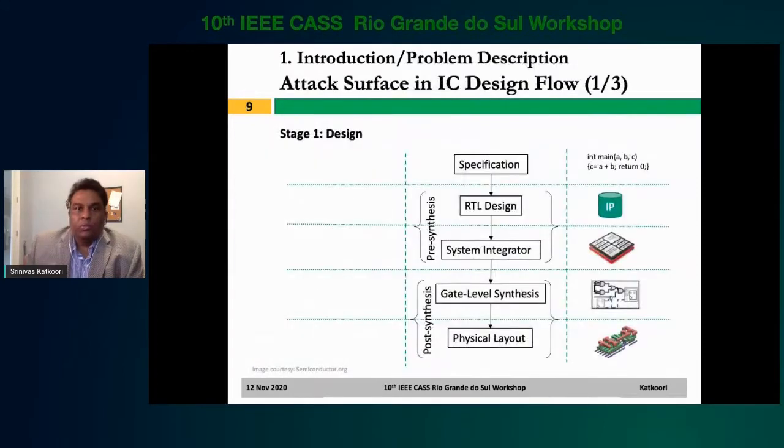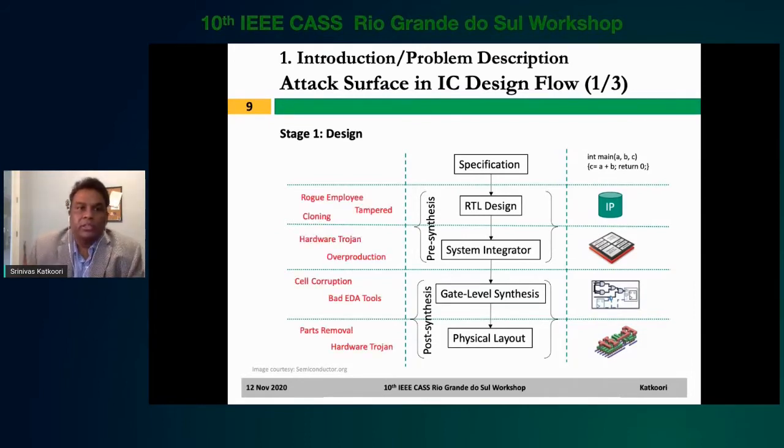So what's the attack surface in IC design flow? We are familiar with this standard design flow, where you start with specification, which is a high level spec, and you generate RTL design, and then you continue with gate level synthesis, physical layout, and fabrication, and so on. If somebody wants to do something malicious, what are the things that they can do at these levels?